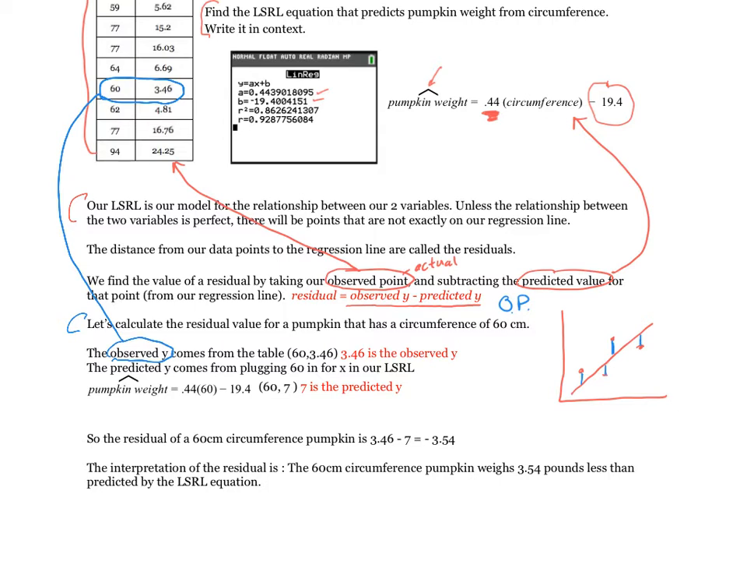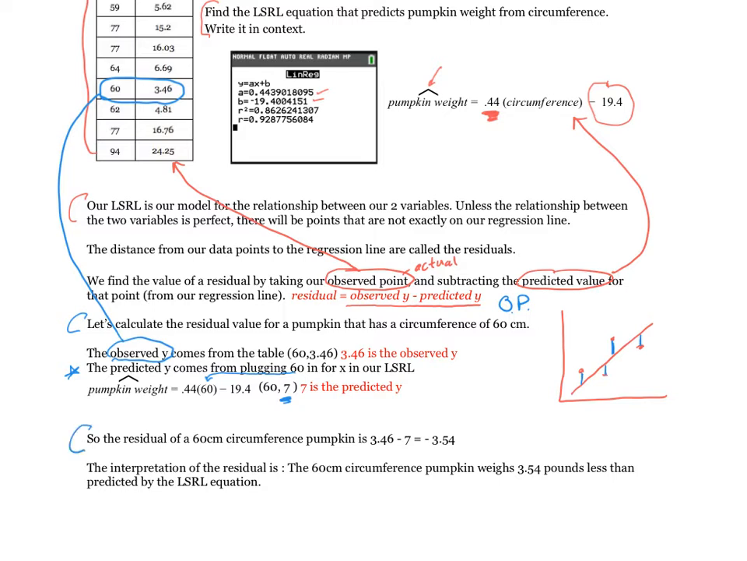So to find the predicted value, we would simply plug 60 into our equation and see what the equation tells us the pumpkin should weigh. So if I plug that 60 into the equation for x, for the circumference, and I solve that out, I end up with 7 pounds. So the equation tells me that that pumpkin that was 60 centimeters in circumference should weigh 7 pounds. But the actual pumpkin itself only weighed 3.46 pounds.